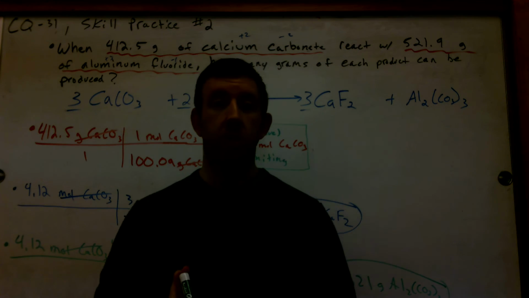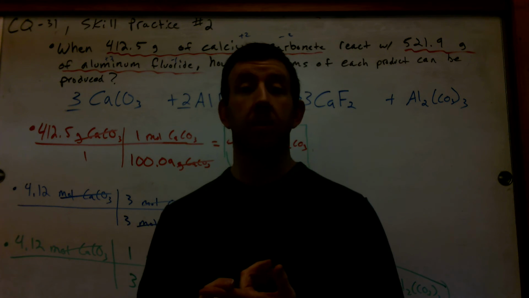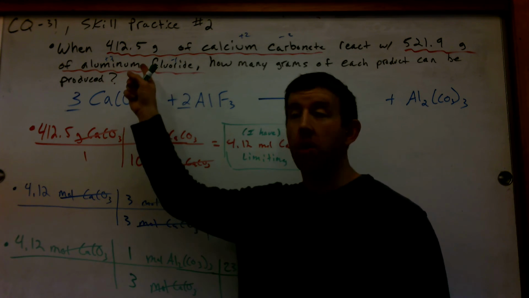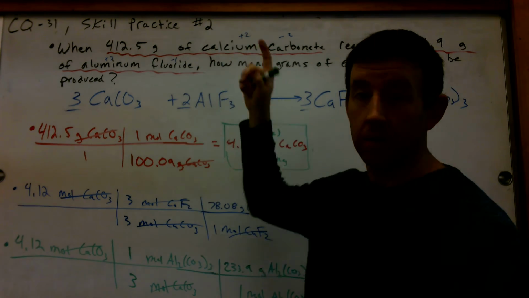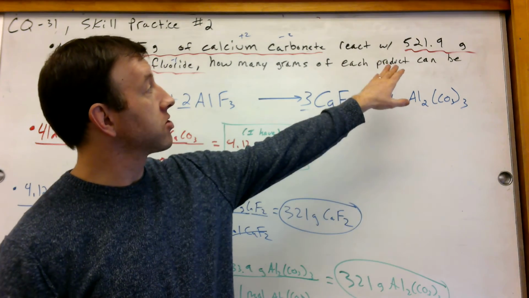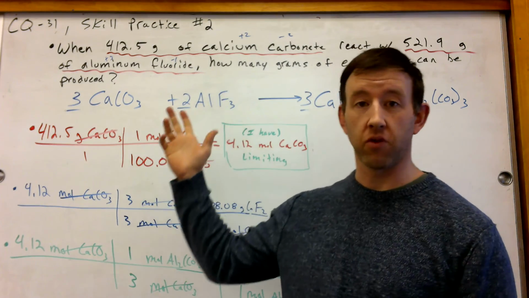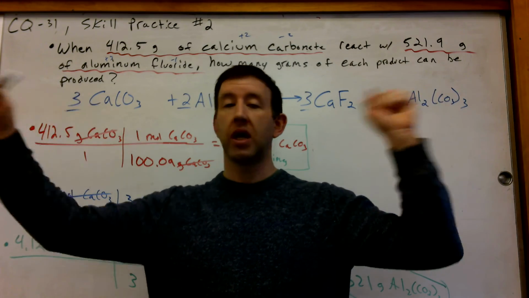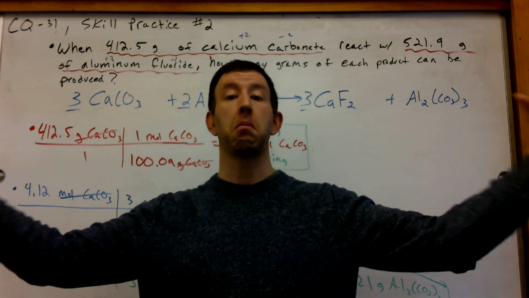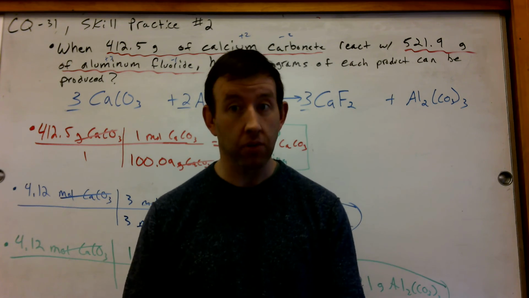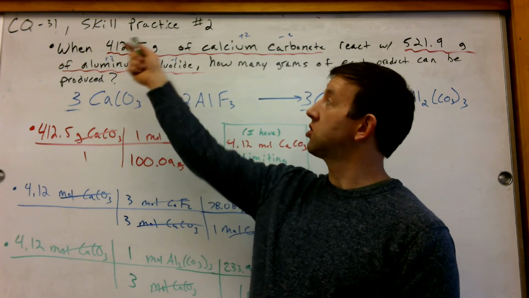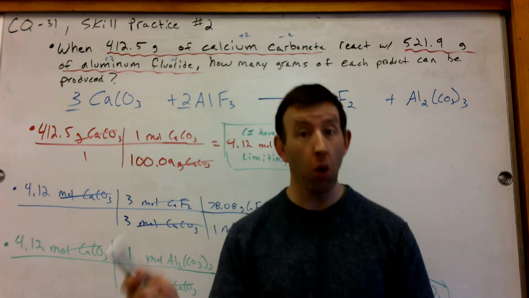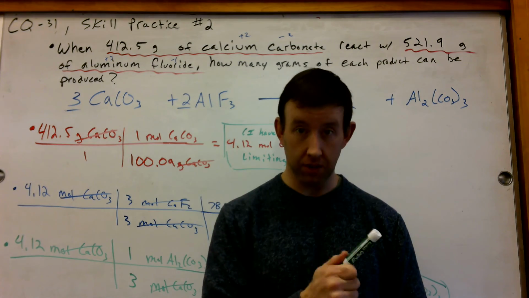So, what did we just do? Let's walk back through the logic of each of our steps. Originally we took our 412.5 grams of calcium carbonate, which was added to 521.9 grams of aluminum fluoride. Those amounts are in grams, and when we have two different materials, we can't just compare masses. We have to use our magic moles to compare amounts. So the first thing we did was convert these two to moles. Then we had to decipher from the mole quantity which one of those is limiting.